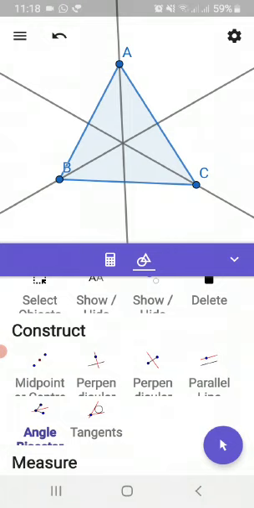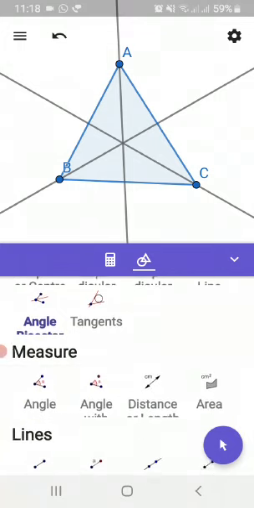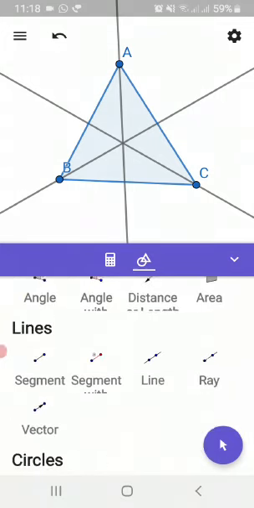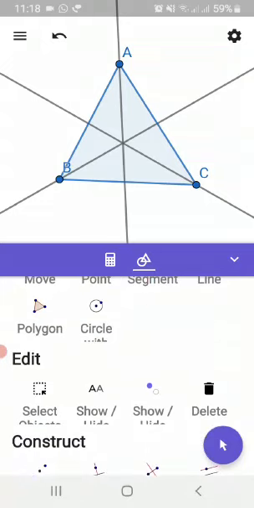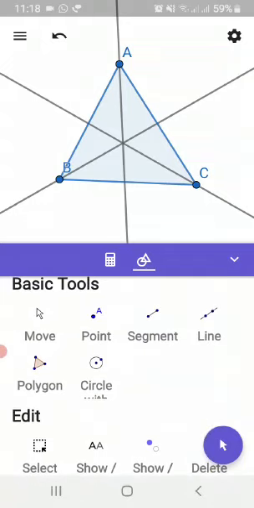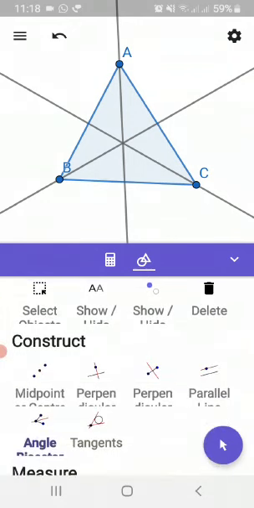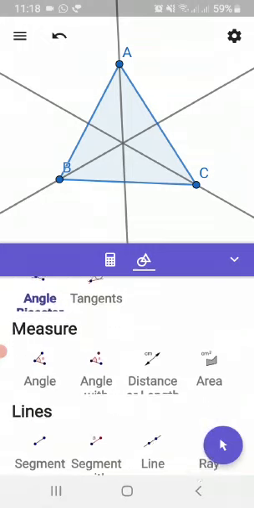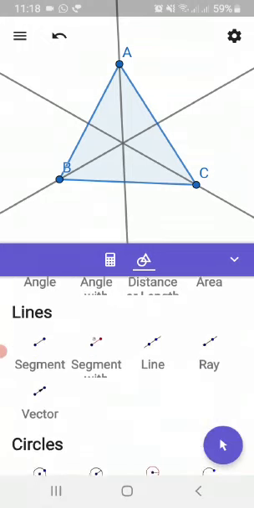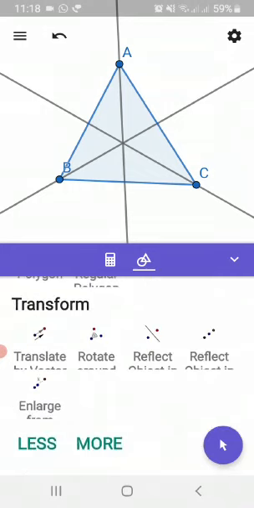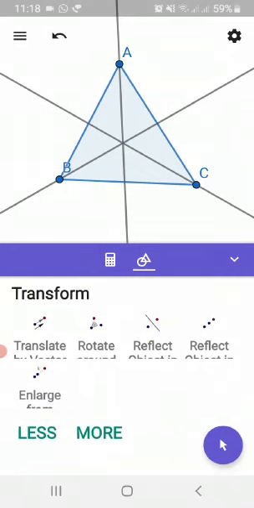Now observe closely that the angle bisectors are meeting at a common point. And this point of intersection where the three angle bisectors meet is called the incenter. So what is the incenter? How will you define it? Yes, the incenter is the point of concurrency of the three angle bisectors in a triangle, right?